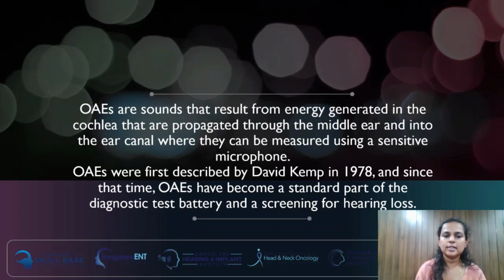So the microphone is kept inside the ear canal, and the sound which is generated in the cochlea passes through the middle ear and into the ear canal. This will be recorded by the microphone. OAEs were first described by David Kemp in 1978. Since that time, otoacoustic emissions have become a standard part of the diagnostic test battery and a screening for hearing loss.